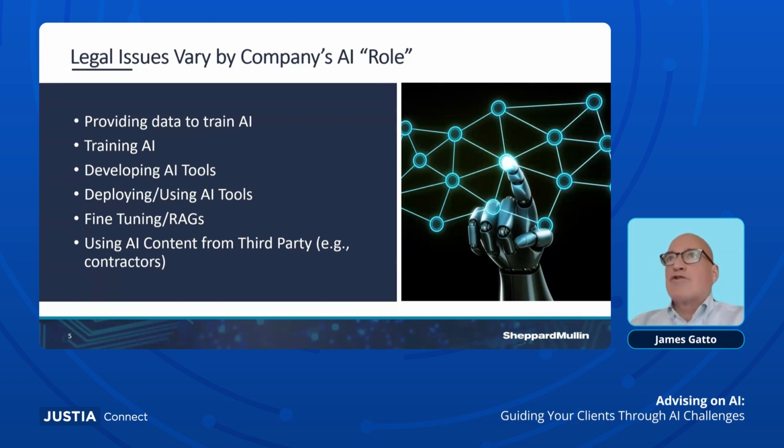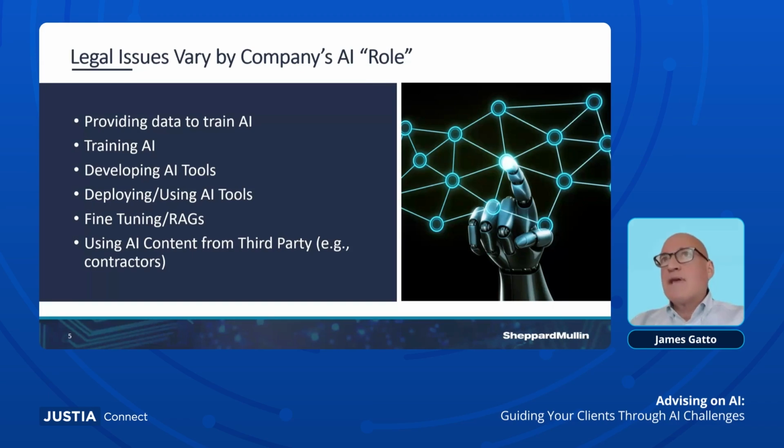Then there's the companies that are training AI models. And then there's companies that are developing tools that use the AI models. And in some cases, companies play more than one of these roles. So a company may collect their own data, train the AI, and develop tools. In some cases, that may be fragmented. Then you have companies that are deploying or using AI tools. And then you have companies that are modifying or enhancing third-party models that have been trained through processes called fine-tuning or RAGs, which is retrieval augmented generation.